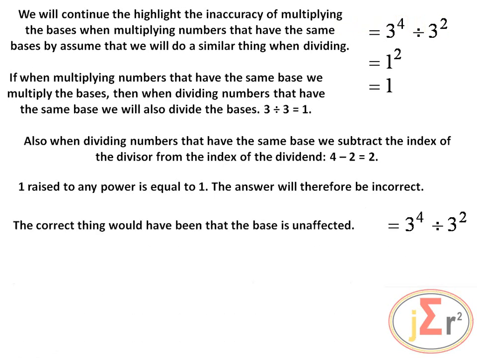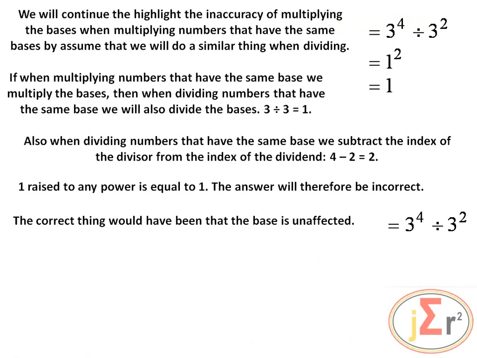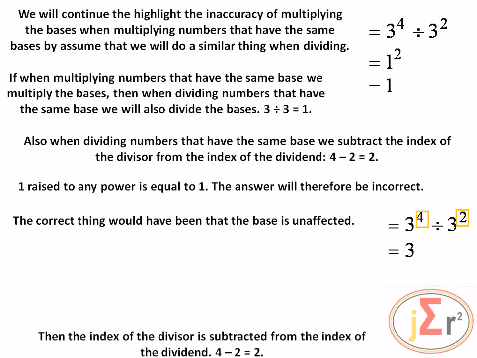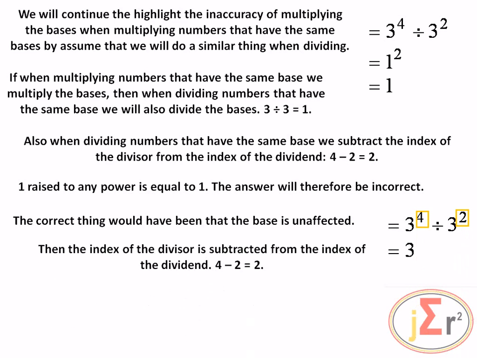What do we do next? The correct thing would have been that the base is unaffected. There it is, going back as it is. So the correct thing would have been that the base is unaffected, and the index of the divisor is subtracted from the index of the dividend. So we have 4 minus 2 is equal to 2. That would have been the correct answer.